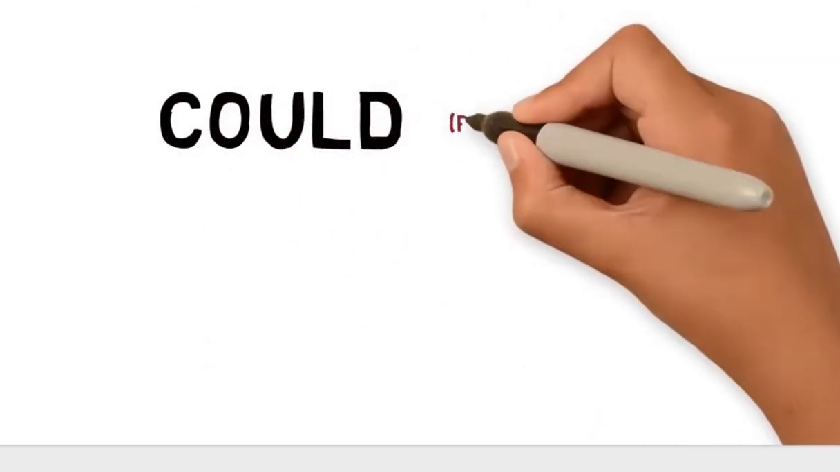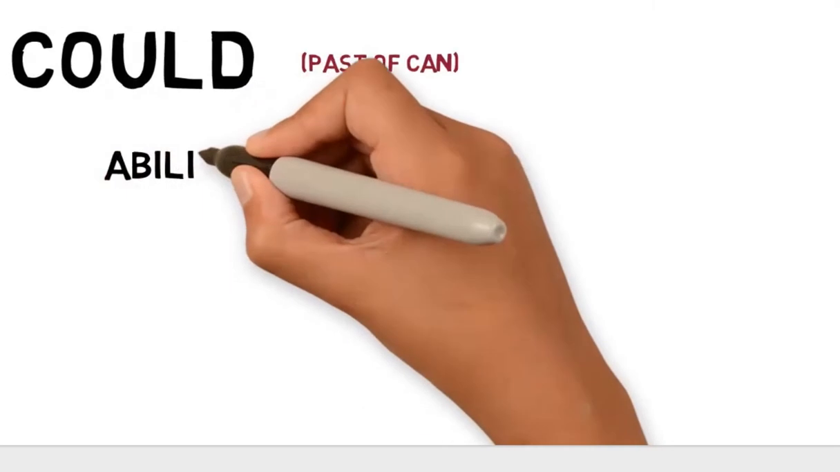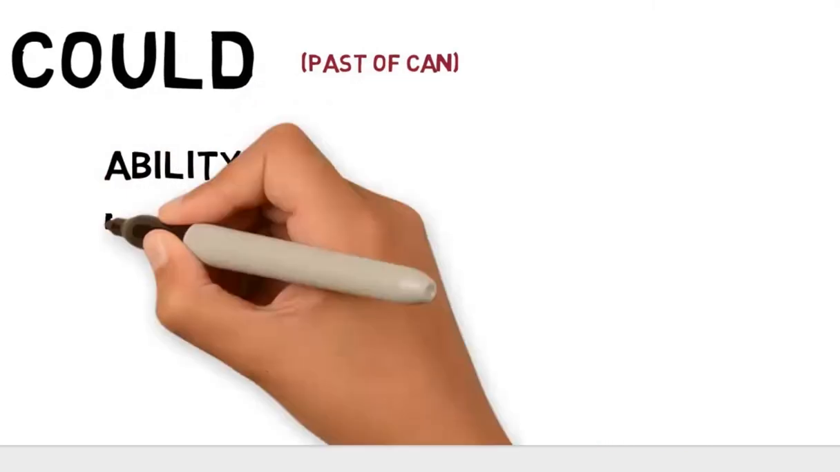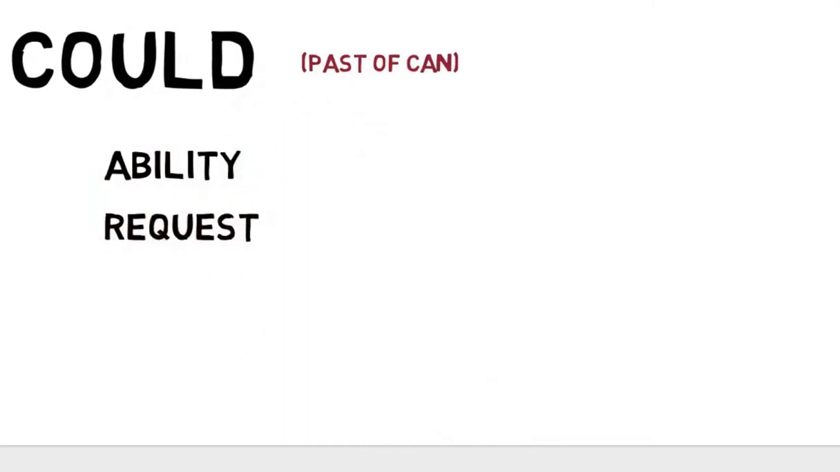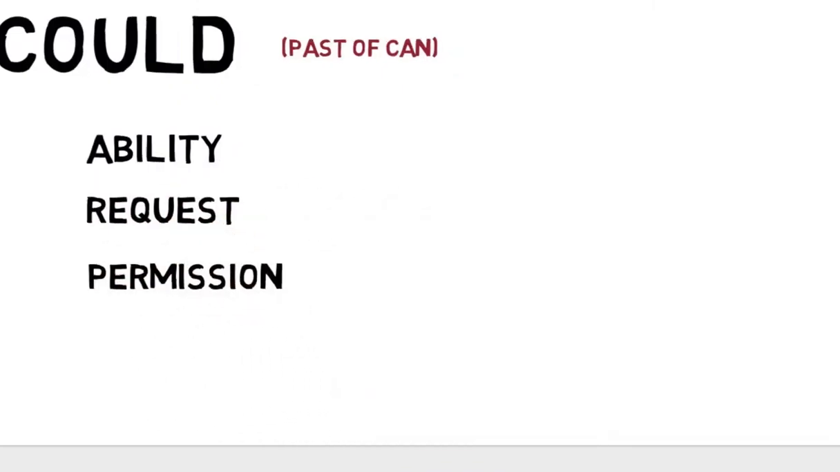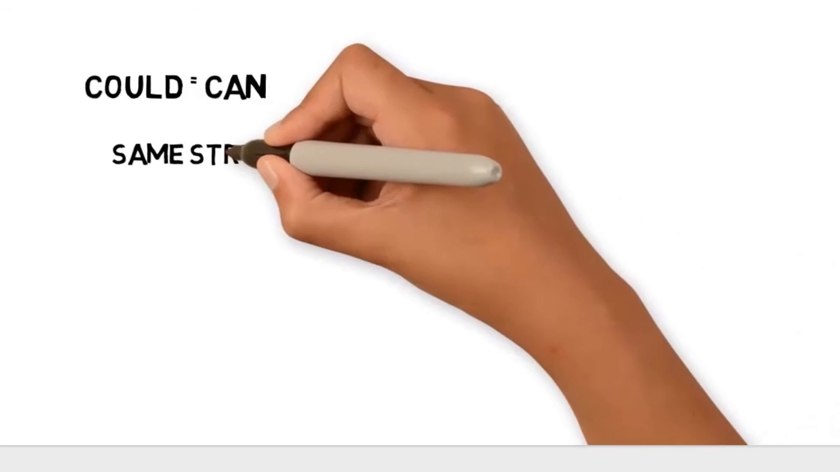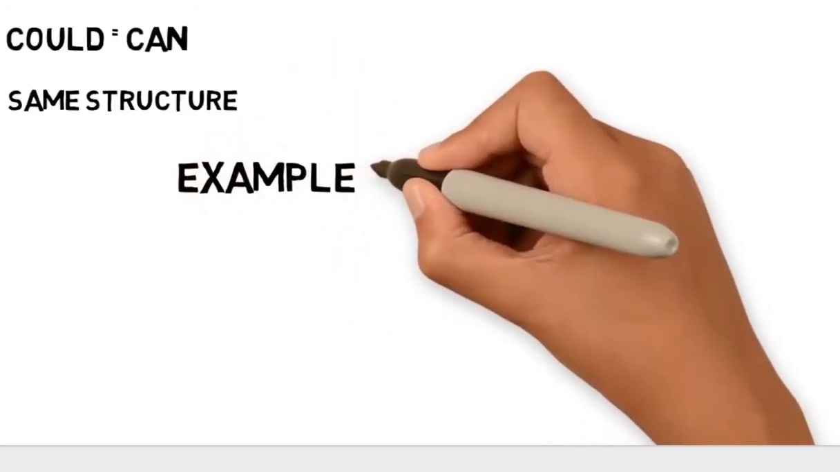Okay, now the past tense of can is could. The pronunciation is could. And we use it to indicate ability, request, and permission, but in past tense. The structure is the same as can. That is, we don't change the form of the modal, and the form of the main verb is the base form. Let's analyze some examples.